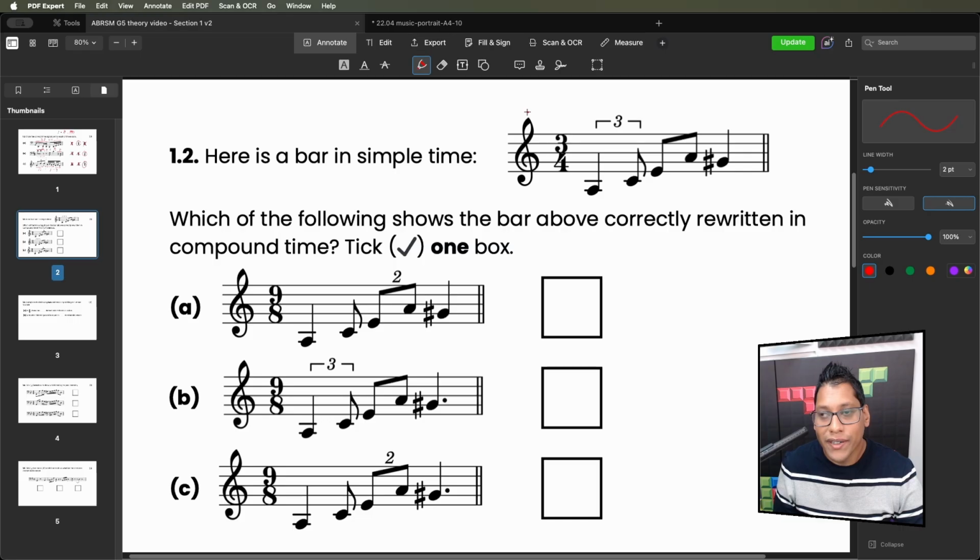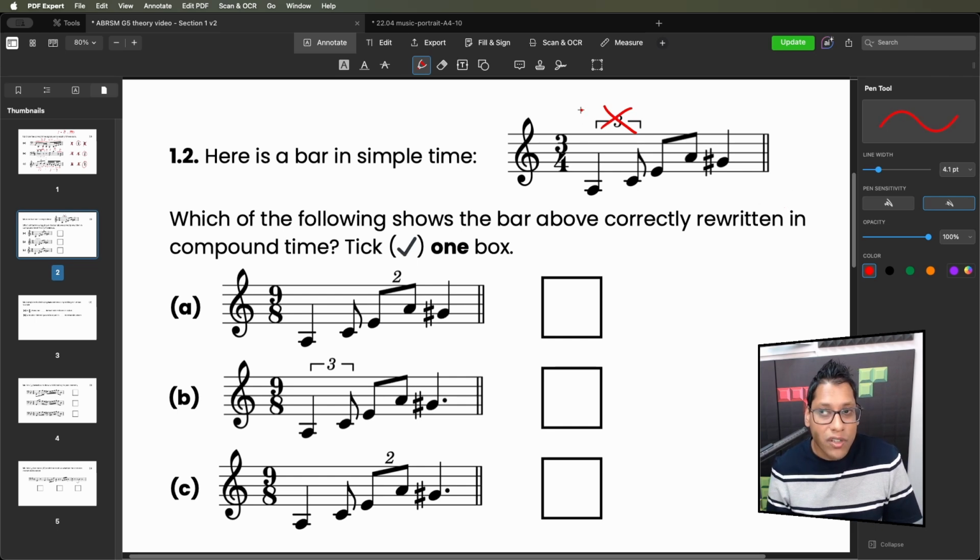We know that in 3/4 we're allowed to put the triplet sign to show that we have a group of 3 where that's not normal. But in 9/8, groups of 3 are normal. So what we need to do is remove that triplet sign.